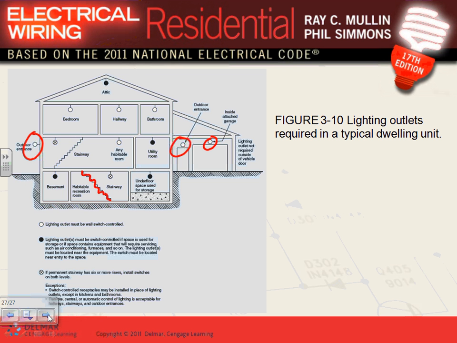Here's my favorite: the stairway. You need a light for the stairway, as you can see. Do you remember how many steps you need to have a 3-way switch? If you have 6 steps or more, which is kind of common, you're going to have a 3-way switch here and a 3-way switch here. Are you guys with me?